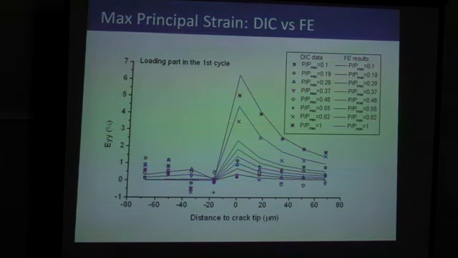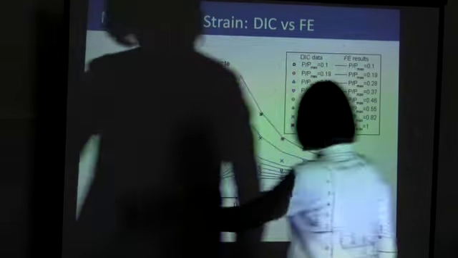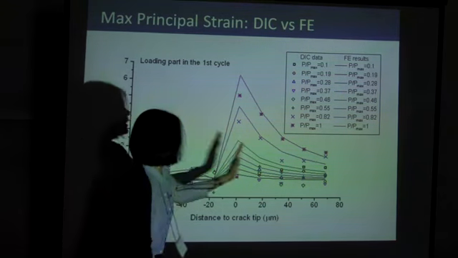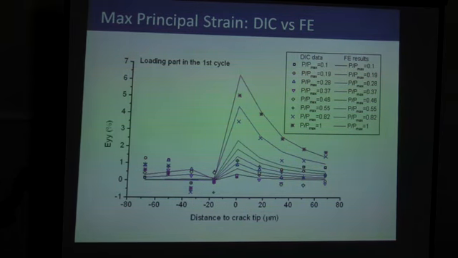So this is the important diagram I'd like to show you. This is the normal strain, the same as the maximum principal strain. Okay, so 0 would be the crack tip position. Negative here would be behind the crack tip. Positive would be in front of the crack tip.